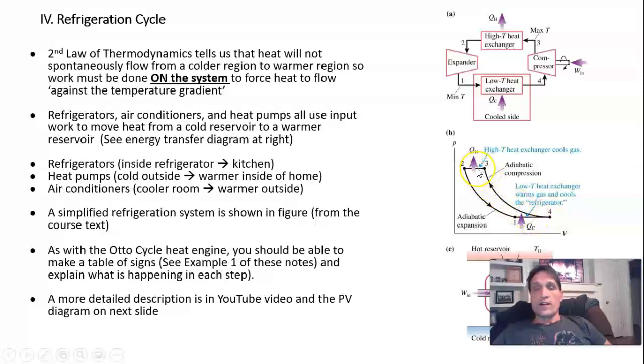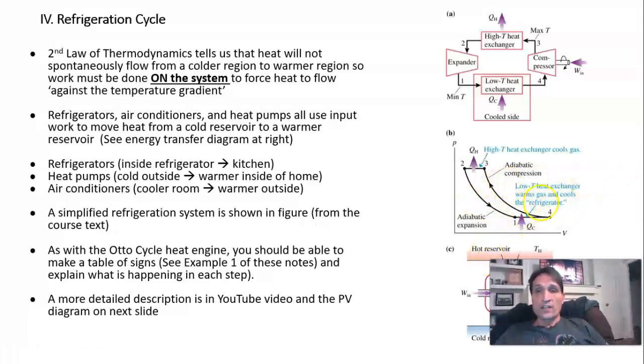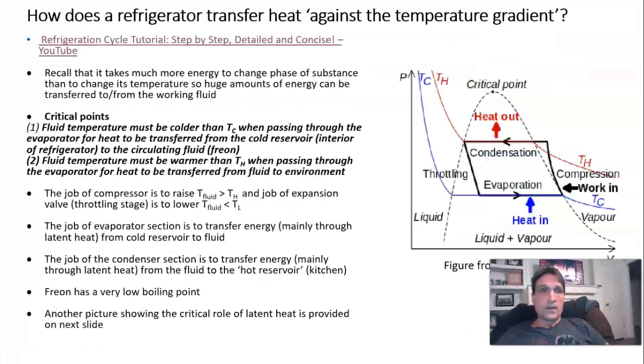And up here you have to have a temperature of the coolant higher than the surrounding room in order to kick the heat out into the room. So you should be able to take this model PV diagram for the refrigeration cycle, and make the table of signs, the plus, minuses, and 0, just like you did before. Explain what type of process each of these is. You have 2 adiabatics and 2 isobarics, and what is going on with each process.